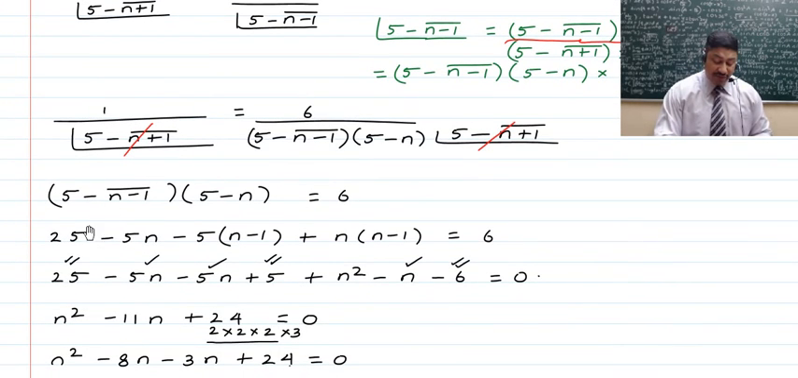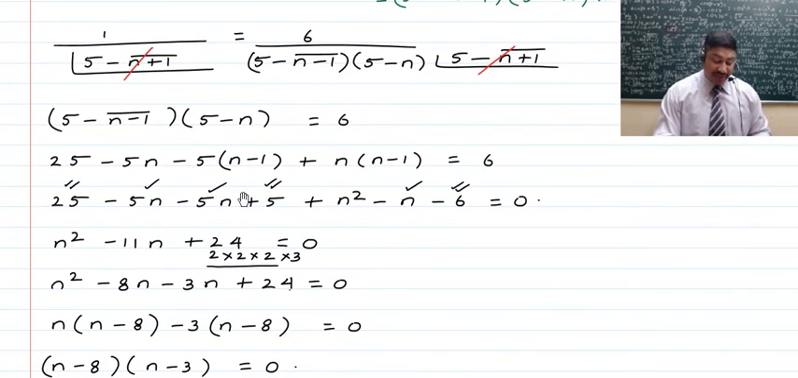5 into 5 is going to become equal to 25. Then we have 5 times of minus n, that will become equal to minus 5n. Then we have 5 times of minus (n minus 1), so that will become equal to minus 5 times (n minus 1). And then children, next we will have here minus minus plus n times (n minus 1), which will become equal to 6.